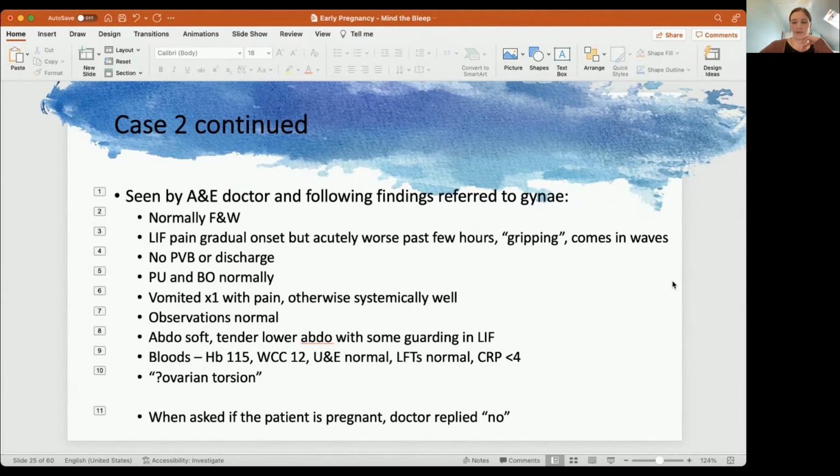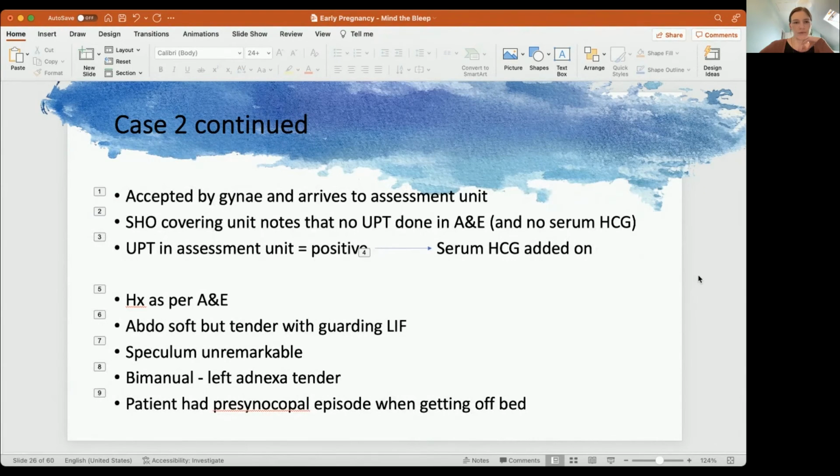So I accepted the patient up to our unit. She comes up, and the SHO covering the unit says, oh, she's not actually had a pregnancy test done. So she does one, and it's positive. We added on the serum HCG. The history was basically the same as in A&E, and the examination was the same as well. On speculum it was unremarkable, there was no bleeding. By manual, she was tender in the left adnexa.